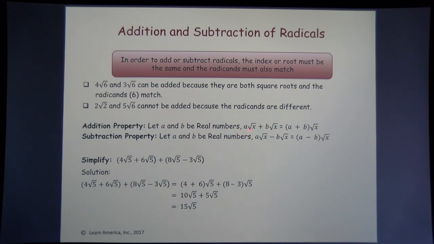All right, and then you'll notice over in here the addition property. If you have a radical x plus b radical x, you can add the numbers out in front and multiply the sum by radical x. Subtraction is basically the same thing. So now let's try this one.